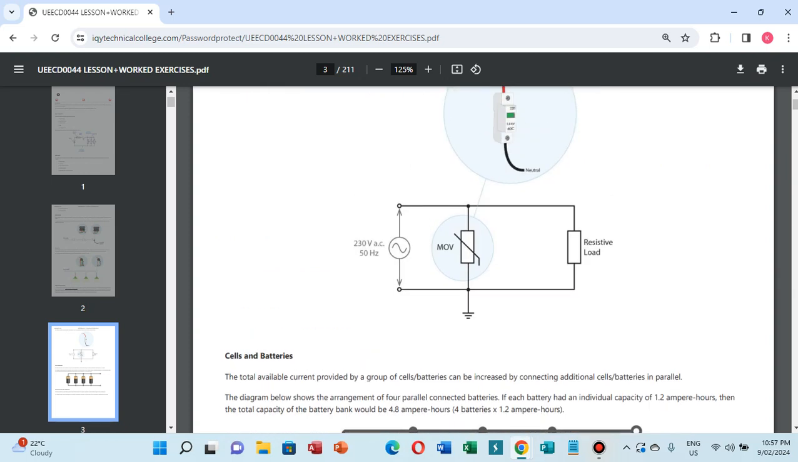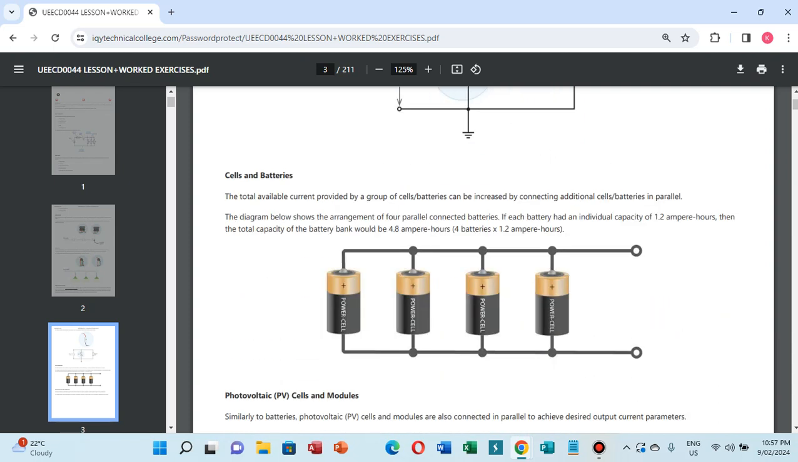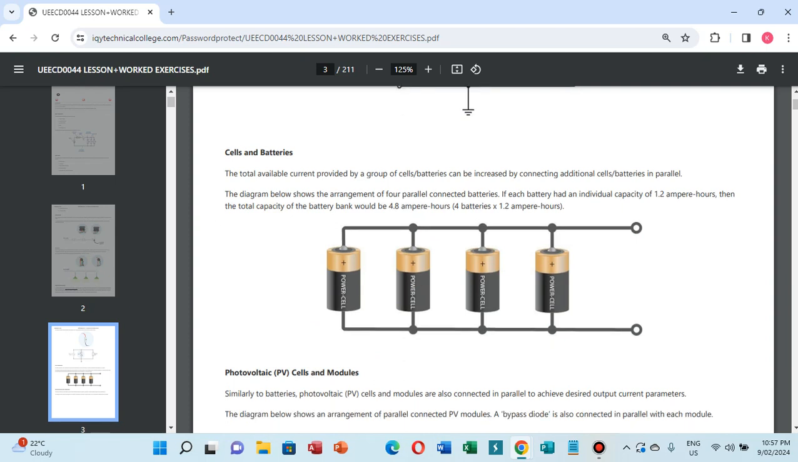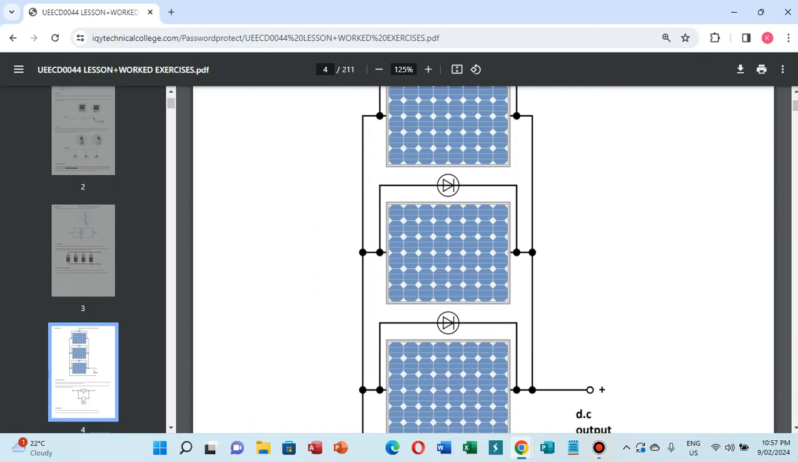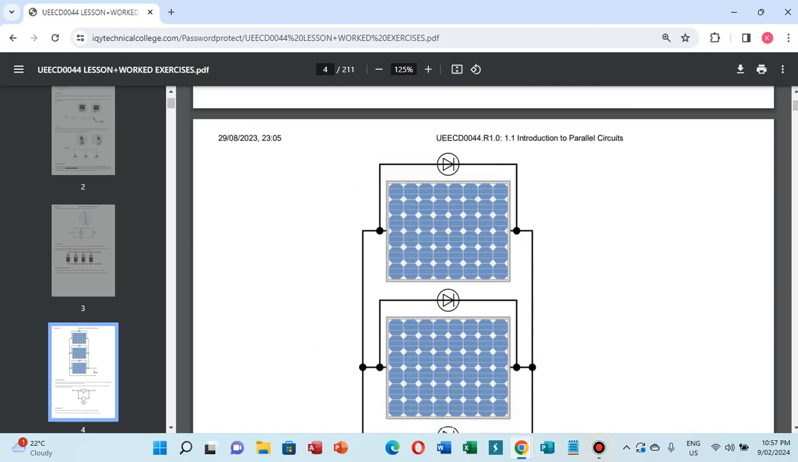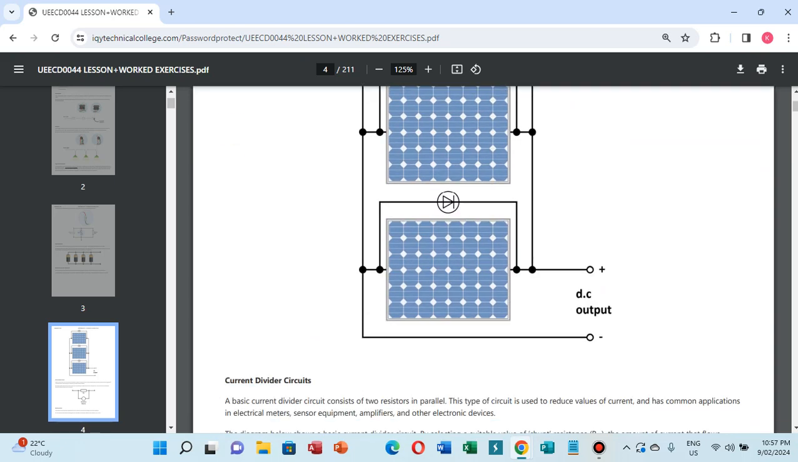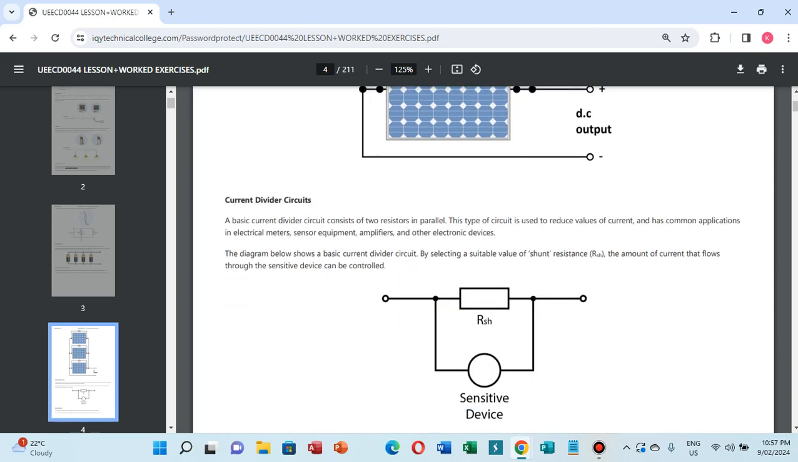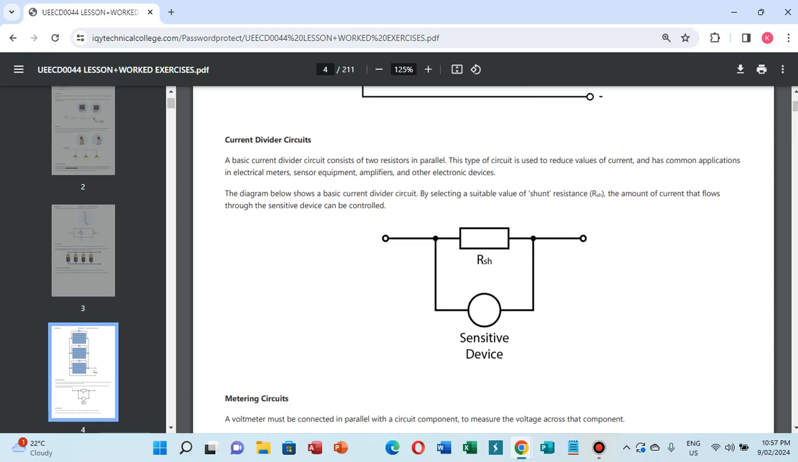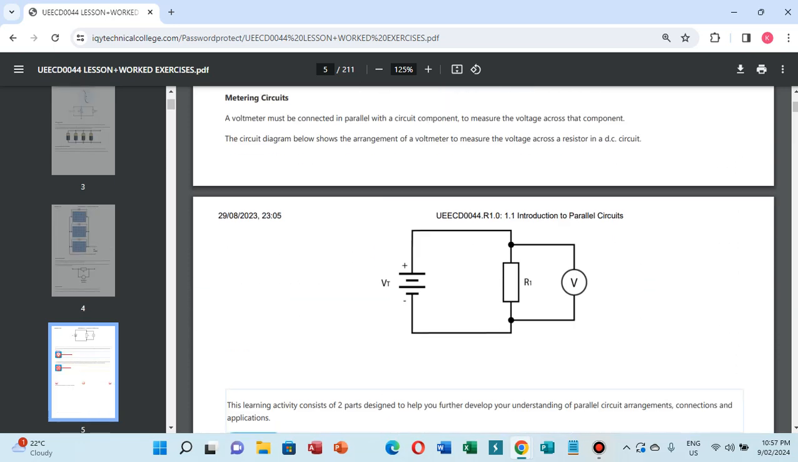Any device, so you know, we would have protection devices. All of these can also be connected to the battery. Similarly, the photovoltaic cell. Photovoltaic cells are also connected to the battery. So those are the connections.